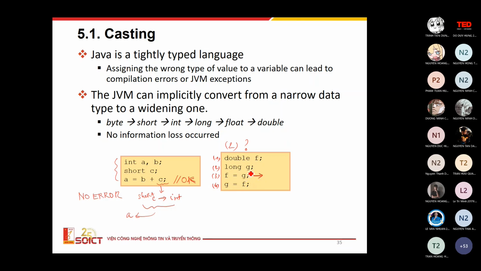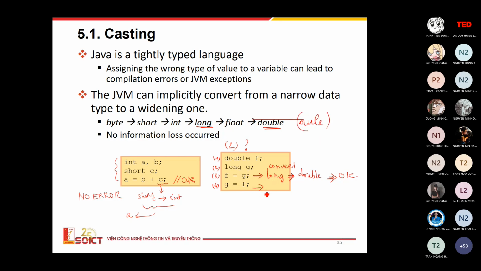Okay, this will be okay, because you convert the long to double. Slowly, go slowly for the other students. Here you convert the long to the double, so this is okay, because of this rule.